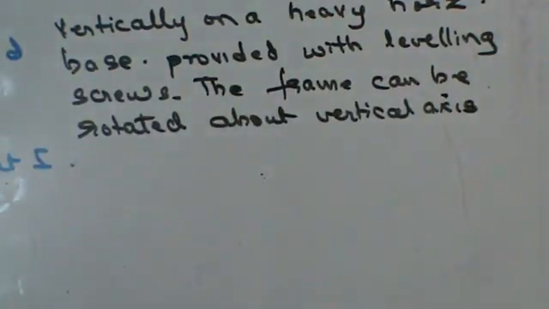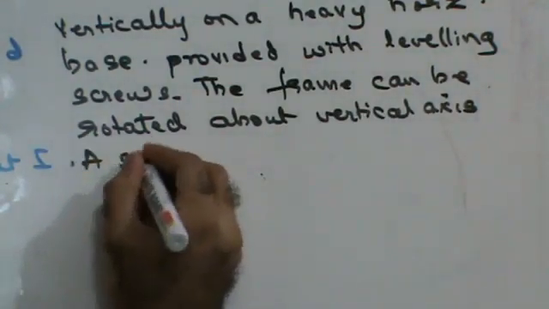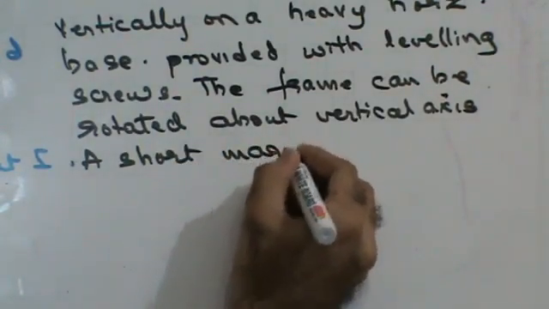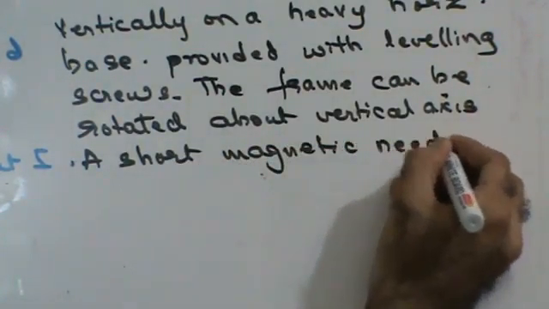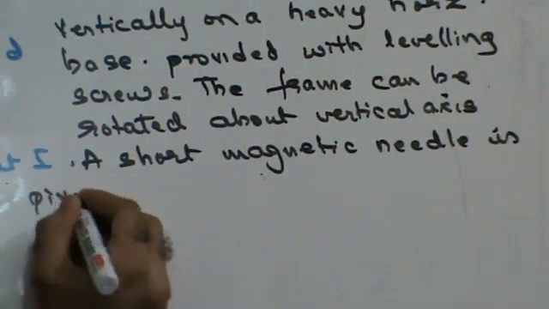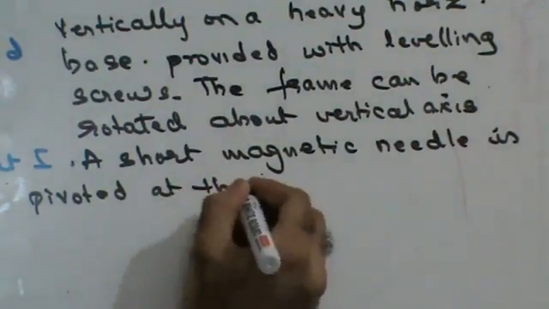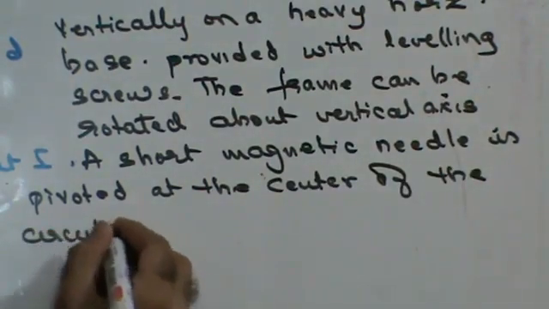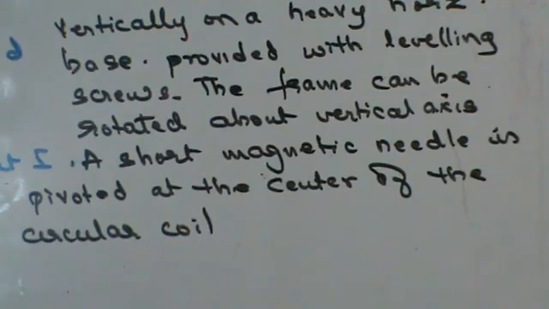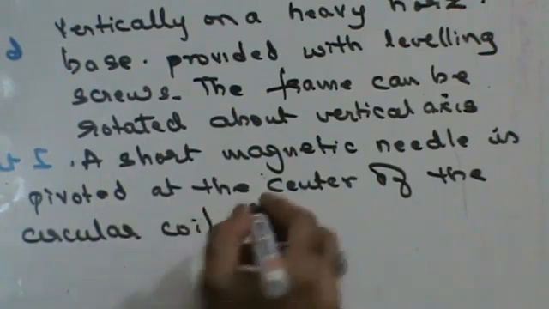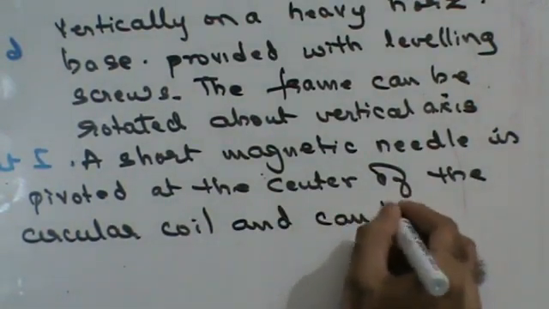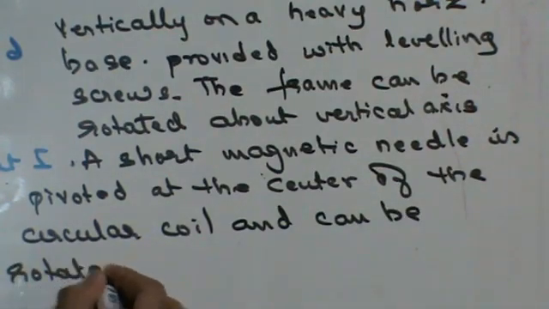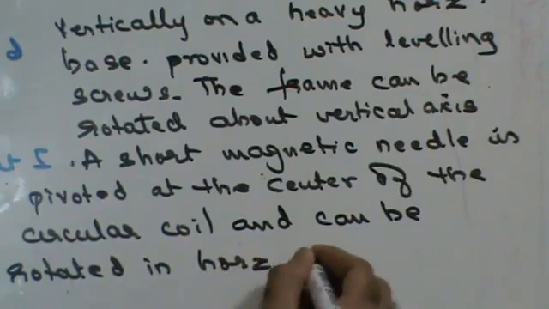So that's the first part. A short magnetic needle is pivoted at the center of the circular coil and can be rotated in a horizontal plane.